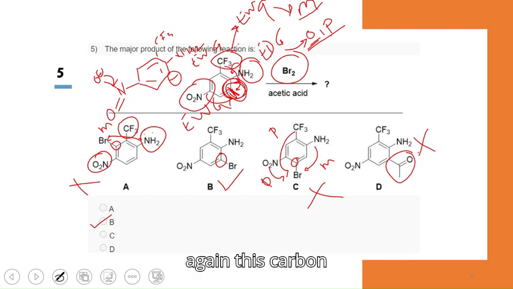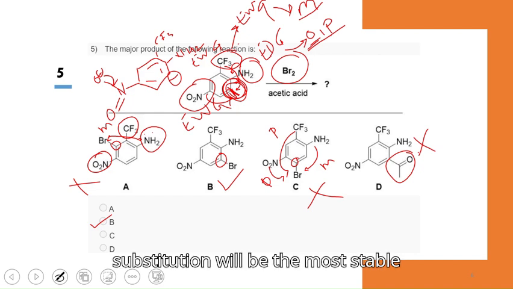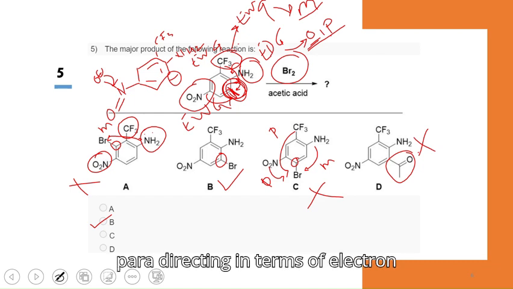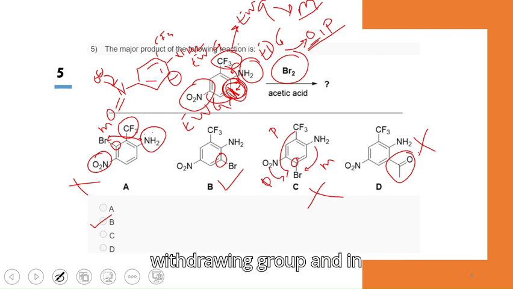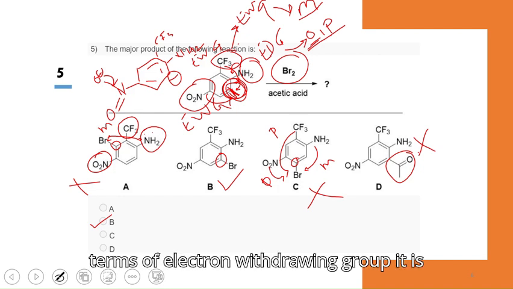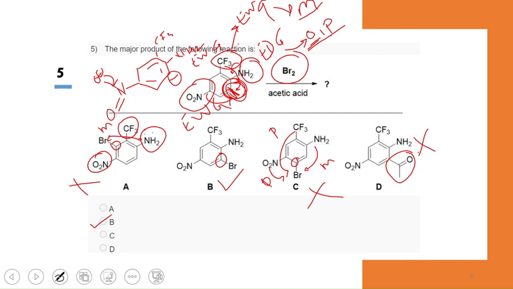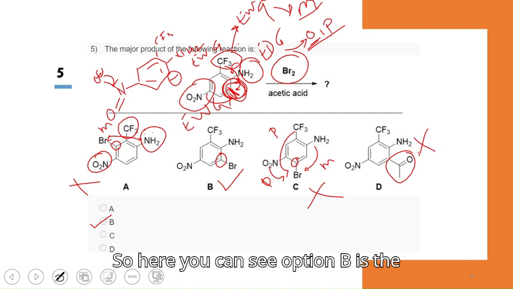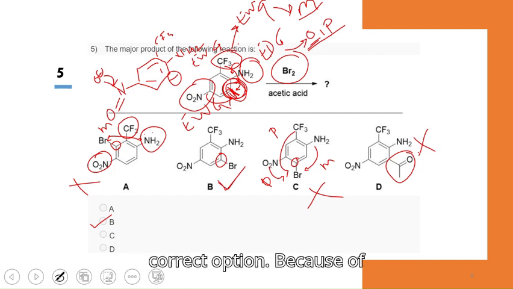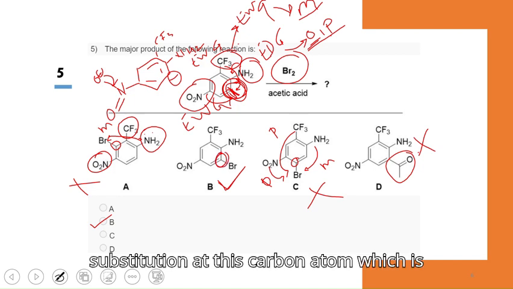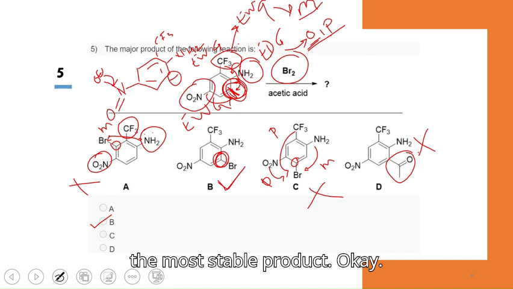So again, substitution at this carbon will be the most stable substitution here, because of ortho para directing in terms of the electron donating group, and in terms of the electron withdrawing group, it is a meta substituted product. Okay. So here you can see option B is the correct option because of substitution at this carbon atom, which is the most stable product. Okay.